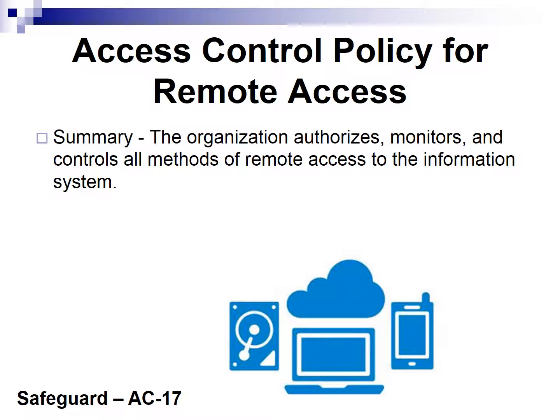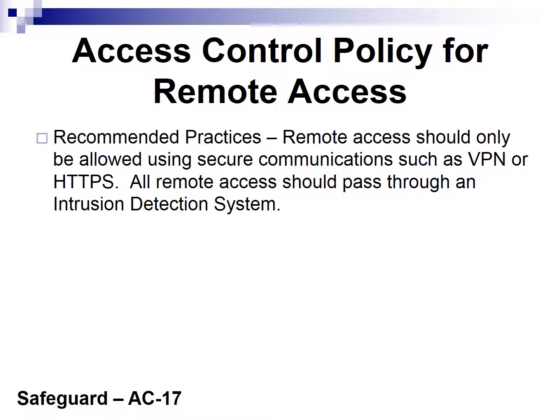AC 17 covers access control policy for remote access. Best practice is to allow remote access, if at all, only through secure channels like HTTPS or VPN. All remote access connections should pass through an IDS.